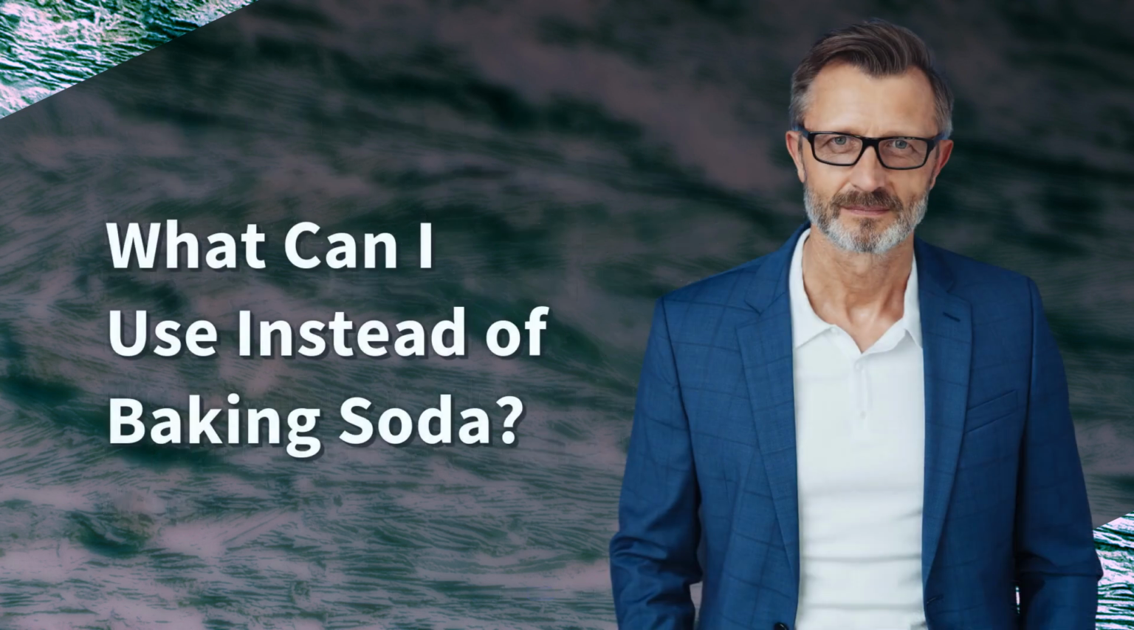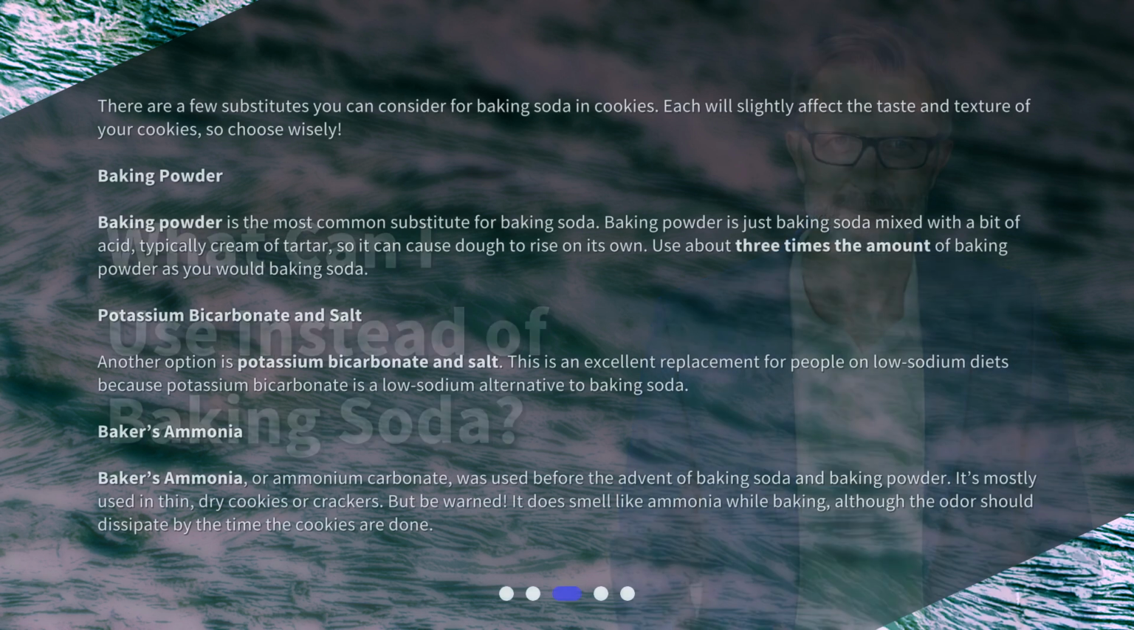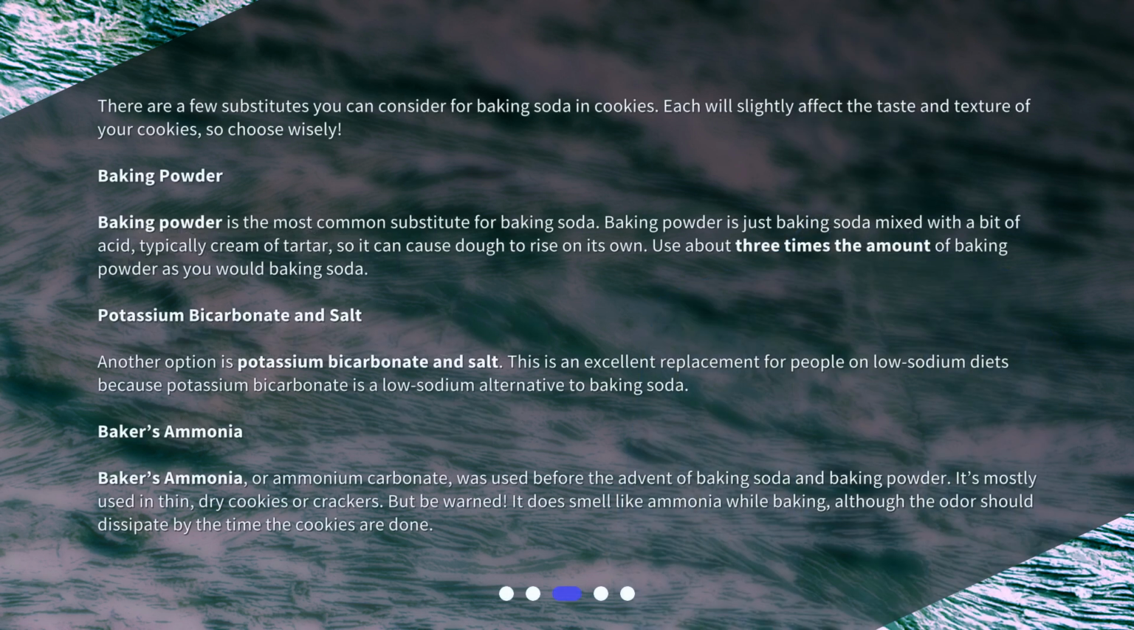What can I use instead of baking soda? There are a few substitutes you can consider for baking soda in cookies. Each will slightly affect the taste and texture of your cookies, so choose wisely. Baking powder is the most common substitute for baking soda. Baking powder is just baking soda mixed with a bit of acid, typically cream of tartar, so it can cause dough to rise on its own. Use about 3 times the amount of baking powder as you would baking soda.